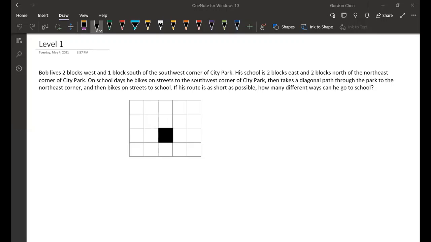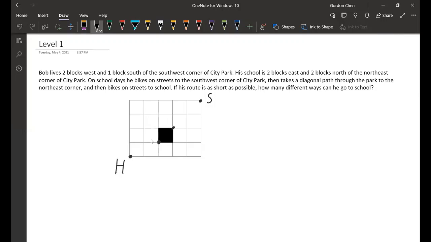Hi, I'm going to be explaining levels 1 and 2. Okay, so Bob lives two blocks west and one block south. This is his home, and the black square is the park, and his school is two blocks east and then two blocks north. So this is the school.